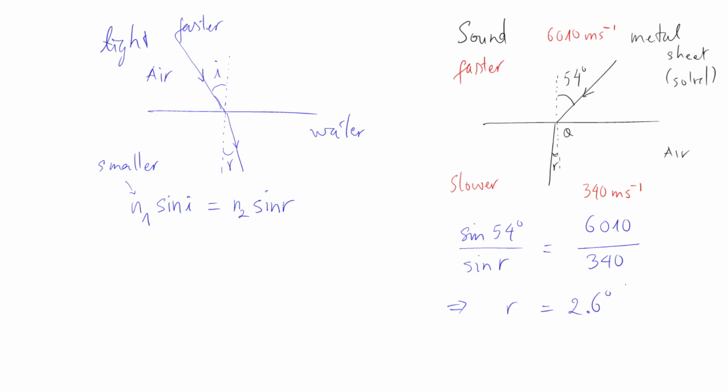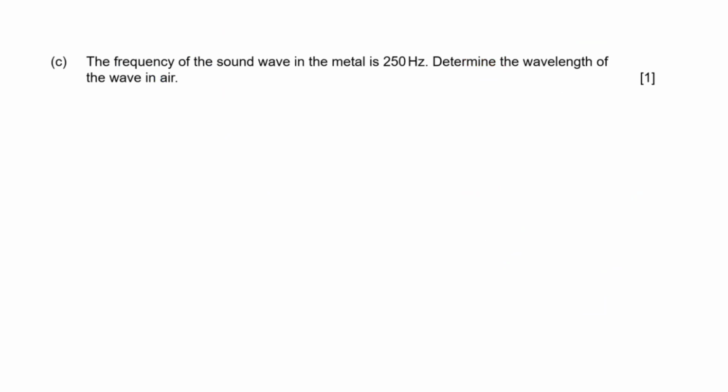Okay, let's move on to question 3. The frequency of sound wave in the metal is 250 Hz. Determine the wavelength of the wave in air. This is simple, right? We have to determine the wavelength lambda, and the equation for the wavelength is speed v over frequency f. The speed in the metal is 6010 meters per second, and the frequency 250 hertz. Hertz means per second.